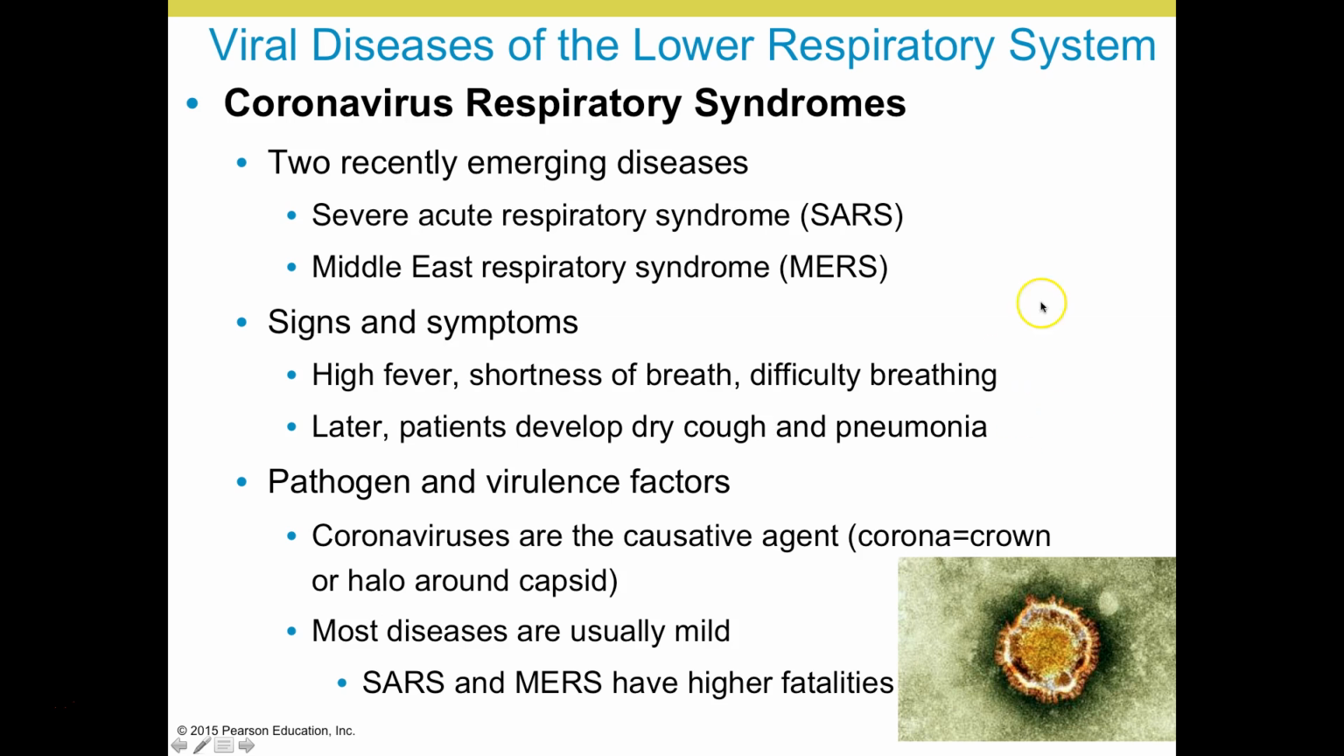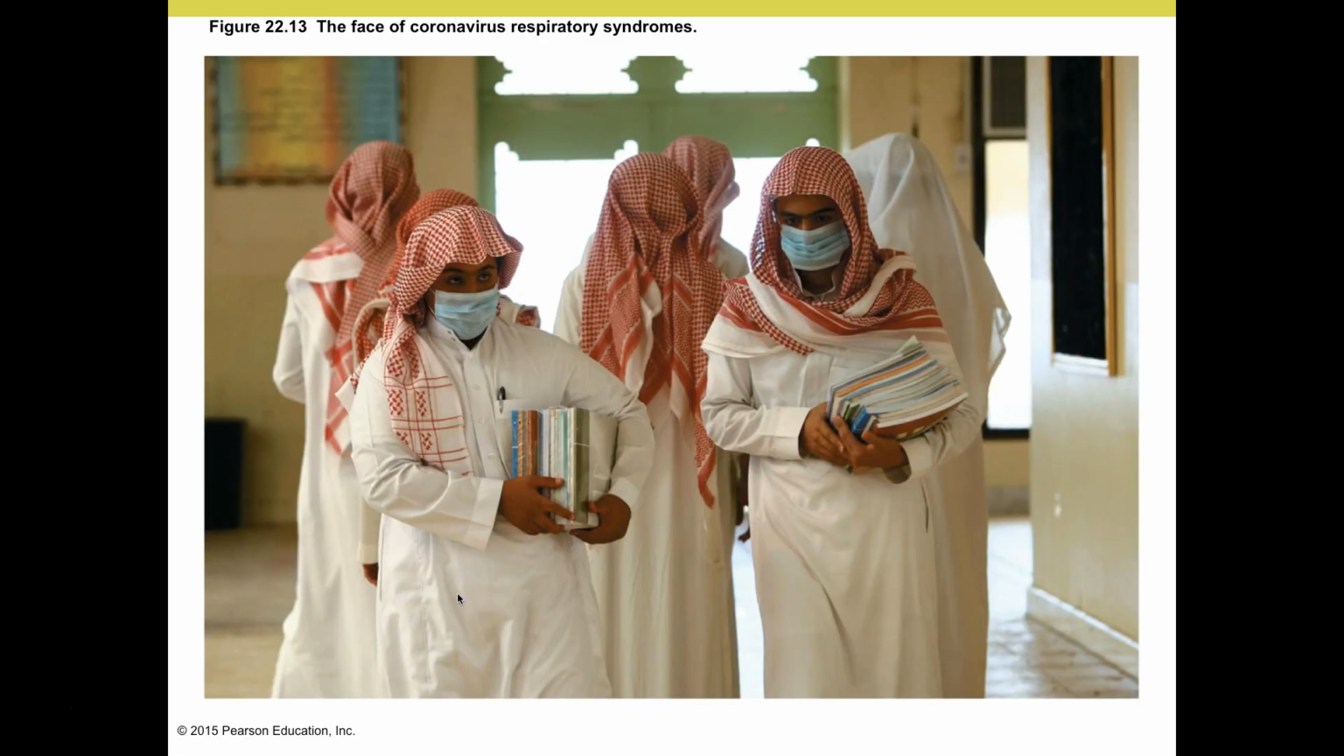So this is your coronavirus, and as you can see in the picture, they call it coronavirus because it looks like a corona, like a crown. Okay, these are two emerging diseases that can be either severe acute respiratory syndrome or the Middle East respiratory syndrome. High fever, shortness of breath, again, dry cough and pneumonia. They are most usually mild, but they can get into SARS and MERS, which have much higher fatalities. And this is the Middle Eastern one, of course.